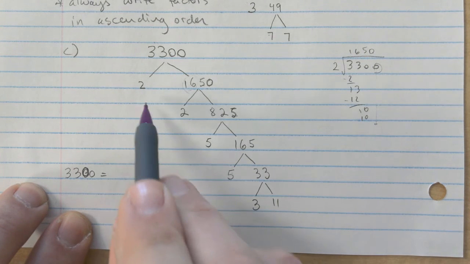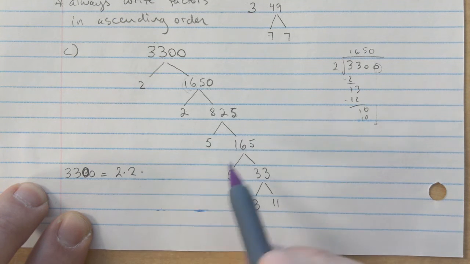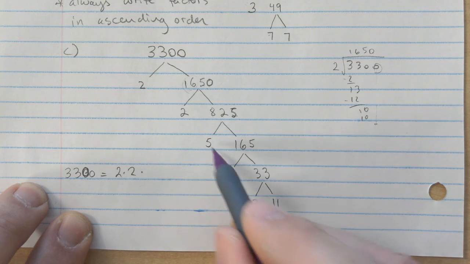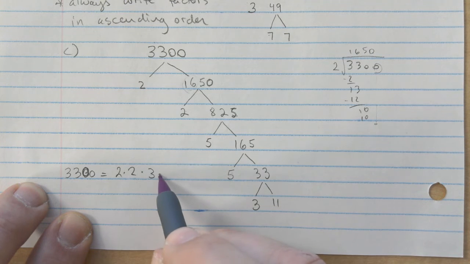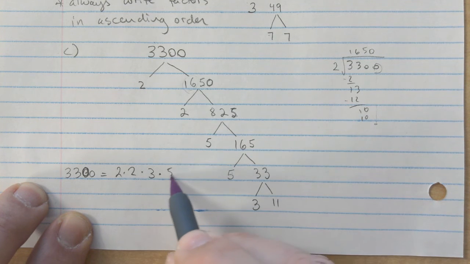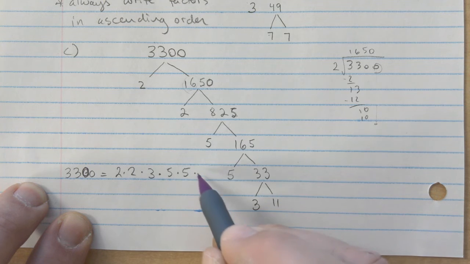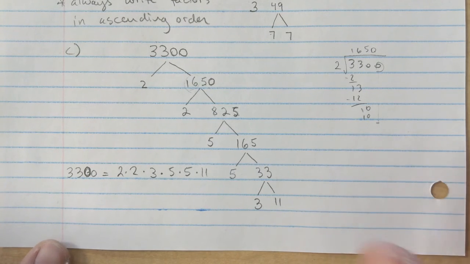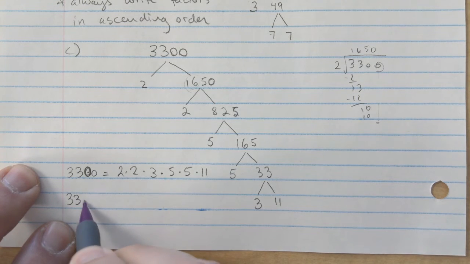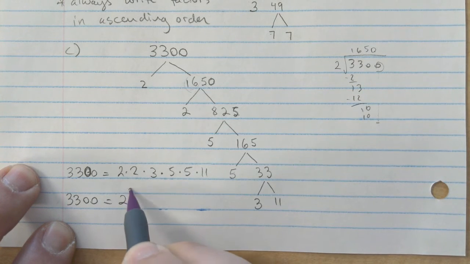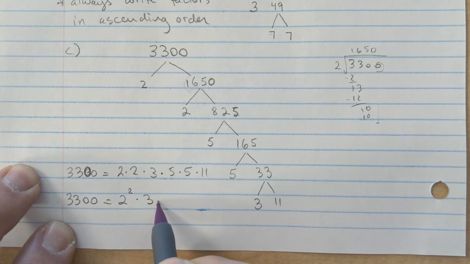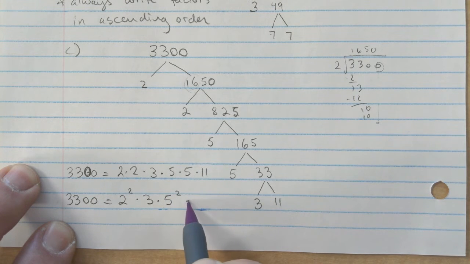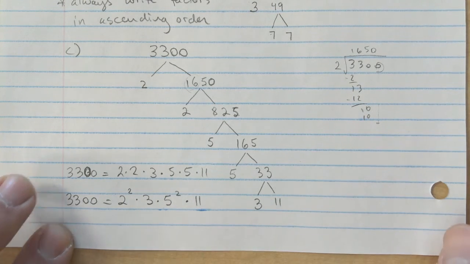3300 is 2 times 2 times, oh, not times 5, times 3 in ascending order, right? Then times 5, and another 5, and the 11 there. So you're not going to only have 2s, 3s, 5s. It can go up to 11, 13. It keeps going. So you have to practice, right? So 3300 in power notation would be 2 squared times 3 times 5 squared times 11. Okay.